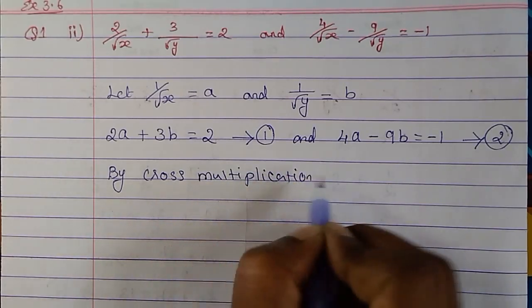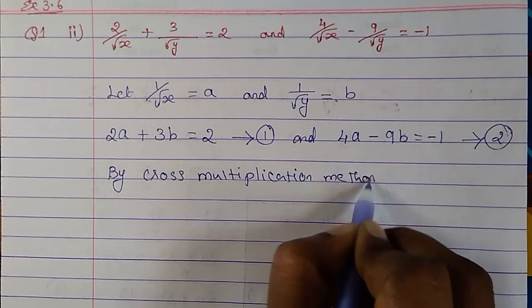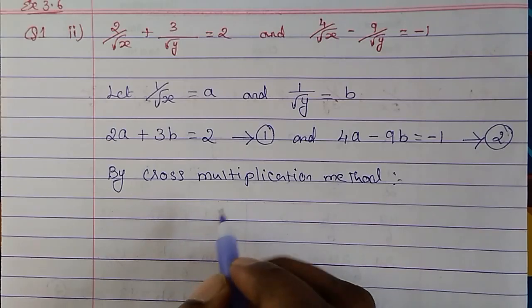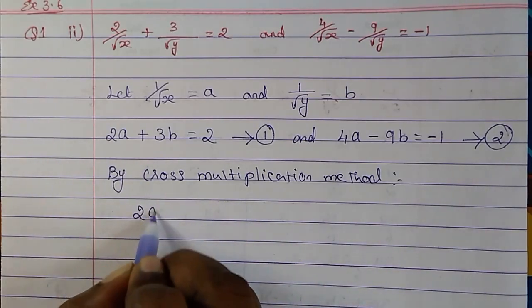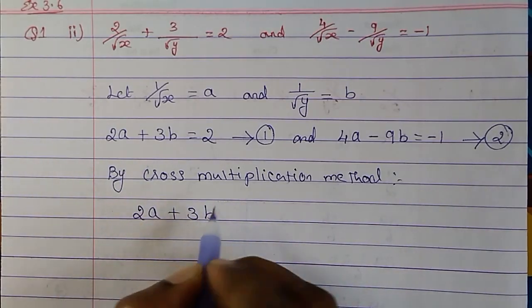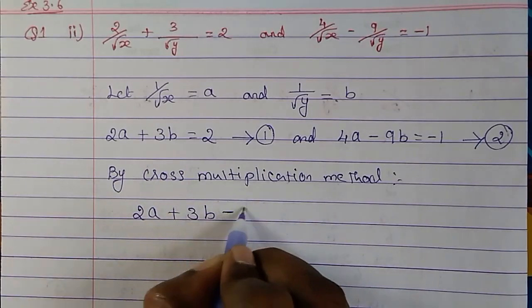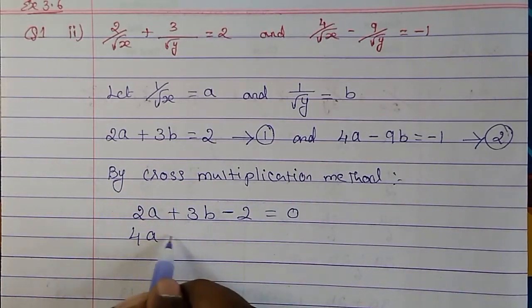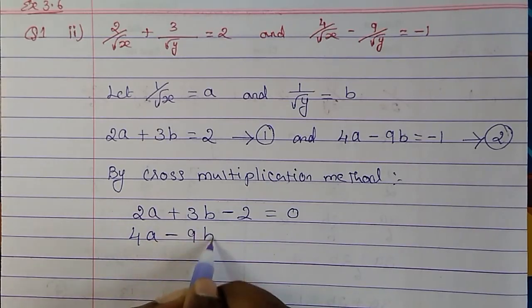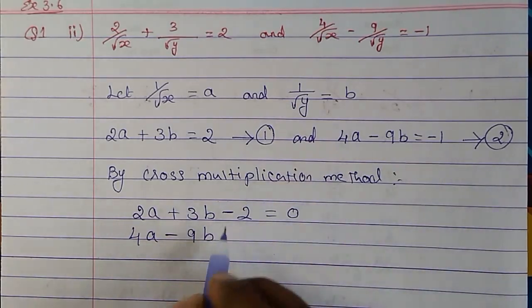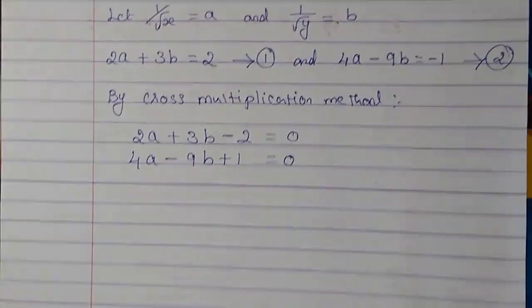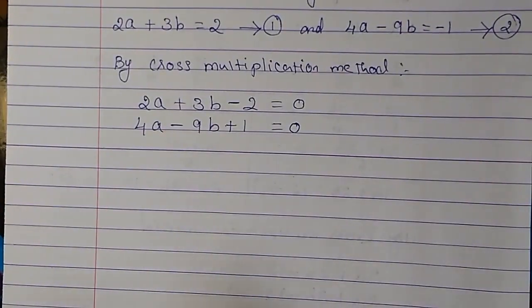In the cross multiplication method, we have to write the equations in another form. So 2a plus 3b, 2 will come inside, so minus 2 equal to 0. This also will be 4a minus 9b, minus 1 comes inside, will become plus 1 equal to 0. Now what we will do, we have to just write the variables. Under the variables, values we have to write.